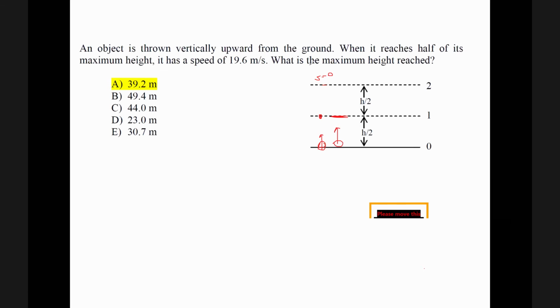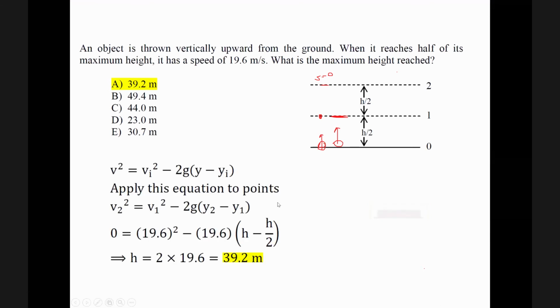What is the maximum height reached? I know at maximum height for vertical motion, the velocity is 0. So basically I can apply equations of motion. Let me show you. First, I calculate between point 1 and point 2, because I know the velocity here and I know the velocity here. He told me the velocity here is 19.6, and I know the velocity here is 0.